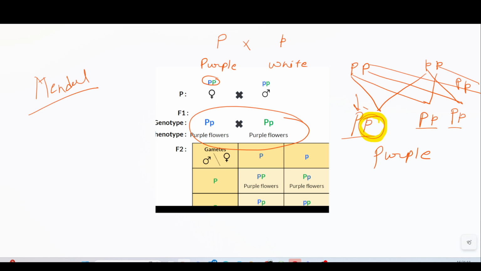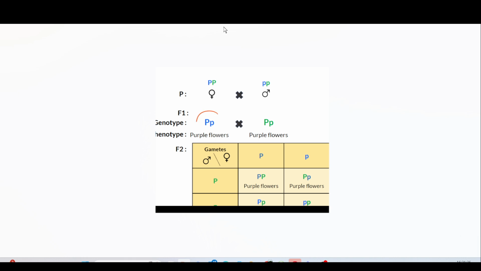So to check this, what he did is he again crossed the first generation. Basically he took two of these flowers, because all of them are same, and he crossed them to get the second generation, because this is first, right?